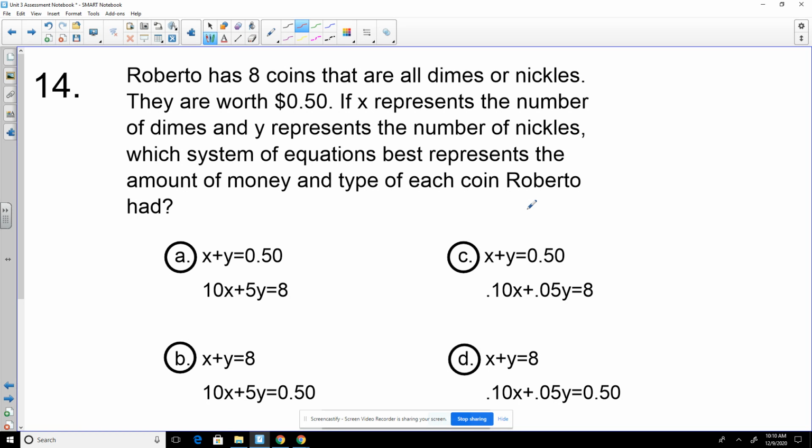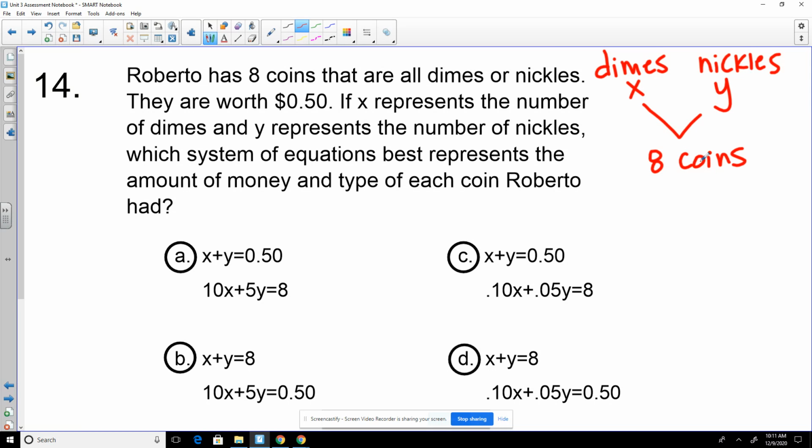Okay, 14. 14 is one of the hardest ones. Roberto has 8 coins that are all nickels and dimes. So we have dimes and we have nickels, and together he has 8 coins total. But we don't know how many coins he has of dimes and how many of nickels. We just know that between the two, he has 8. X represents dimes and Y represents nickels. So X dimes and Y nickels together gives me 8 coins.